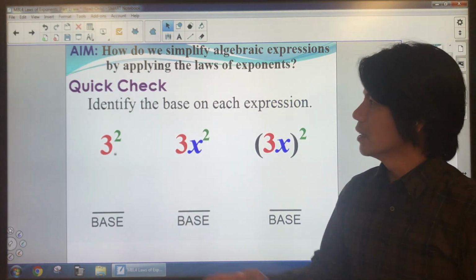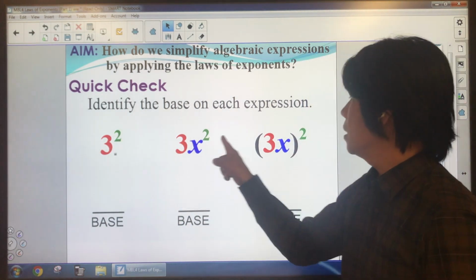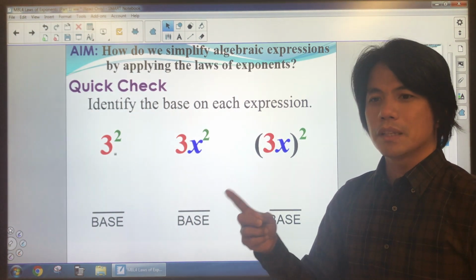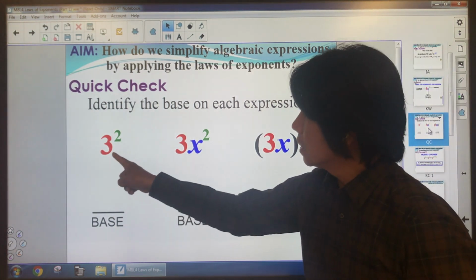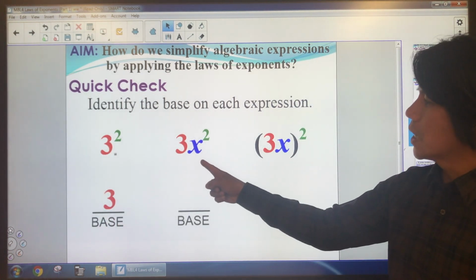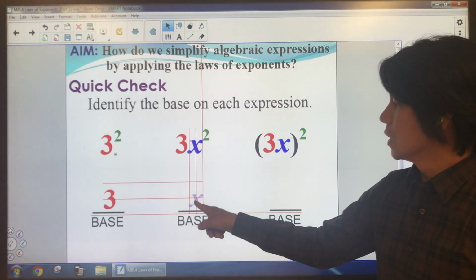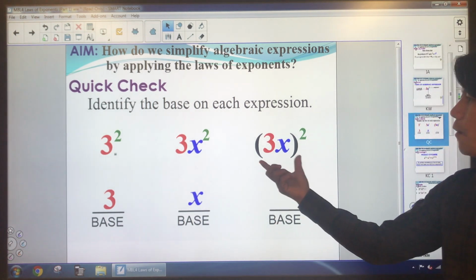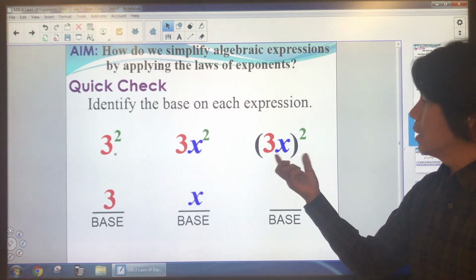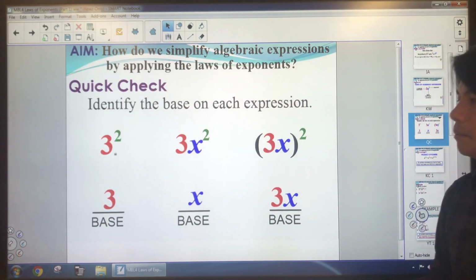Now let's do a quick check. It says identify the base in each expression. So notice that the 2 here are the exponents, right? And every time we have an exponent, there must be a base. So what's the base here? 3 to the second power. Obviously, it's 3. How about in this case? Is it 3x? Nope, it's just x. What makes this different from the second one? You see the parentheses? That makes the 3x the base. Clear?